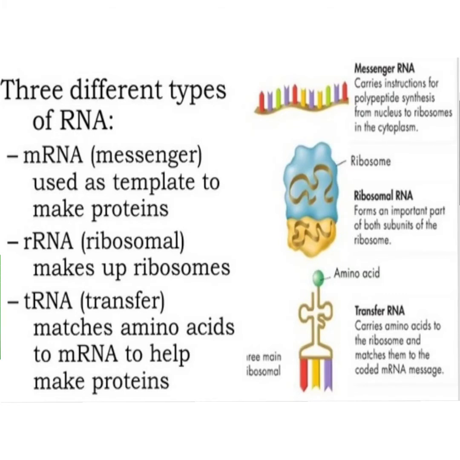The transfer RNA is clover leaf shaped. It matches the amino acids to the messenger RNA to help the protein formation. And the transfer RNA carries the amino acids to the ribosomes and matches them according to the coded messenger RNA message.